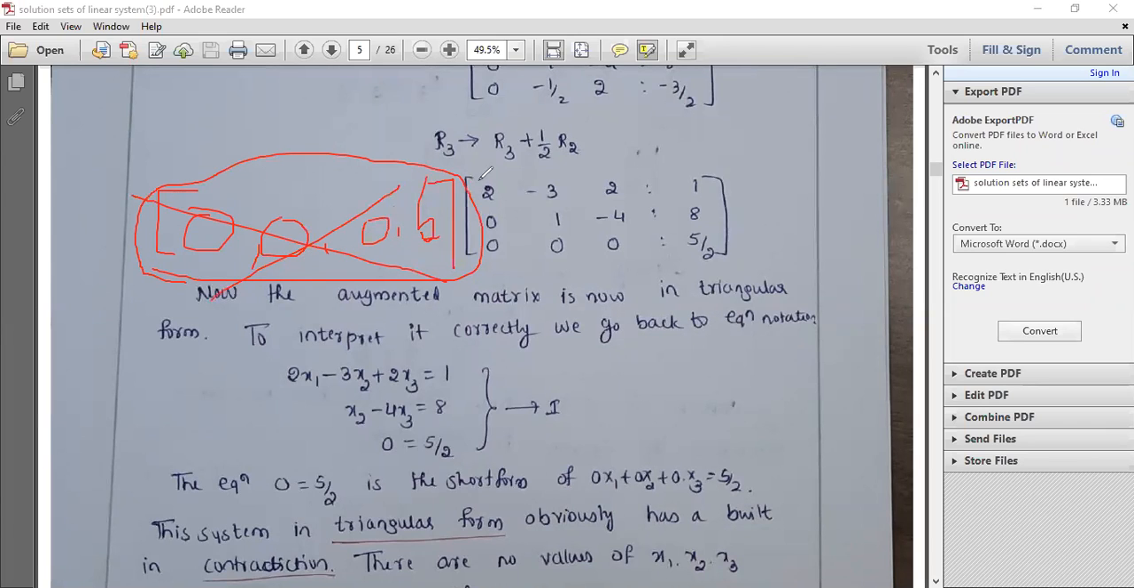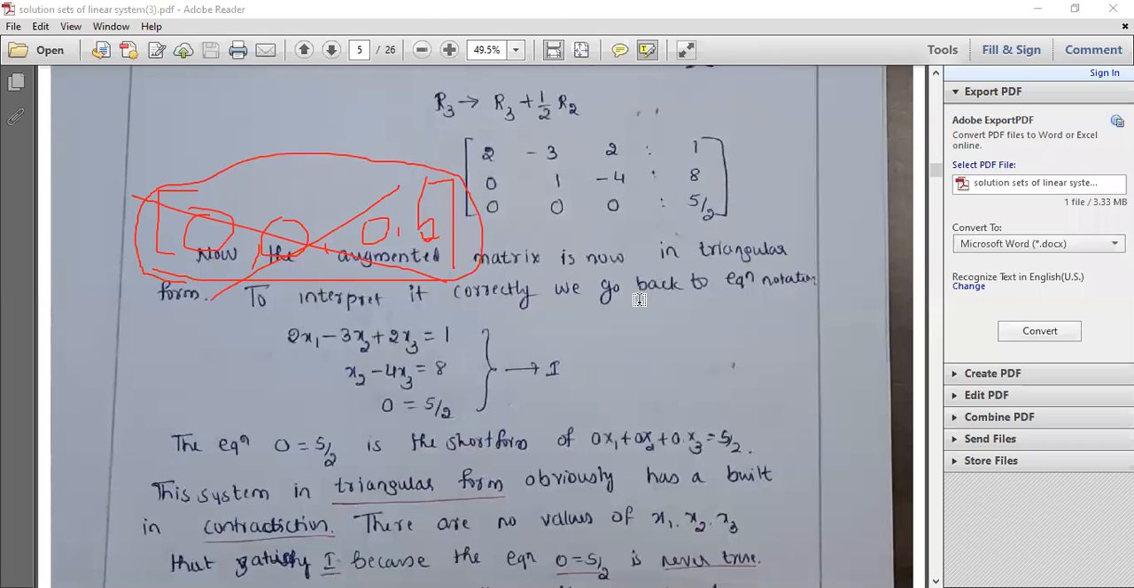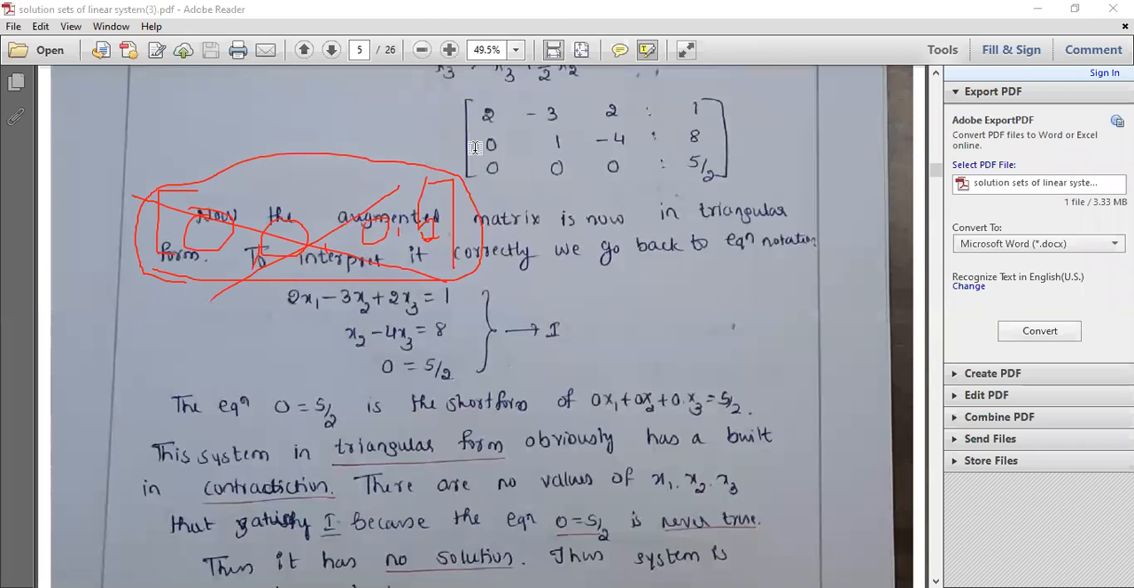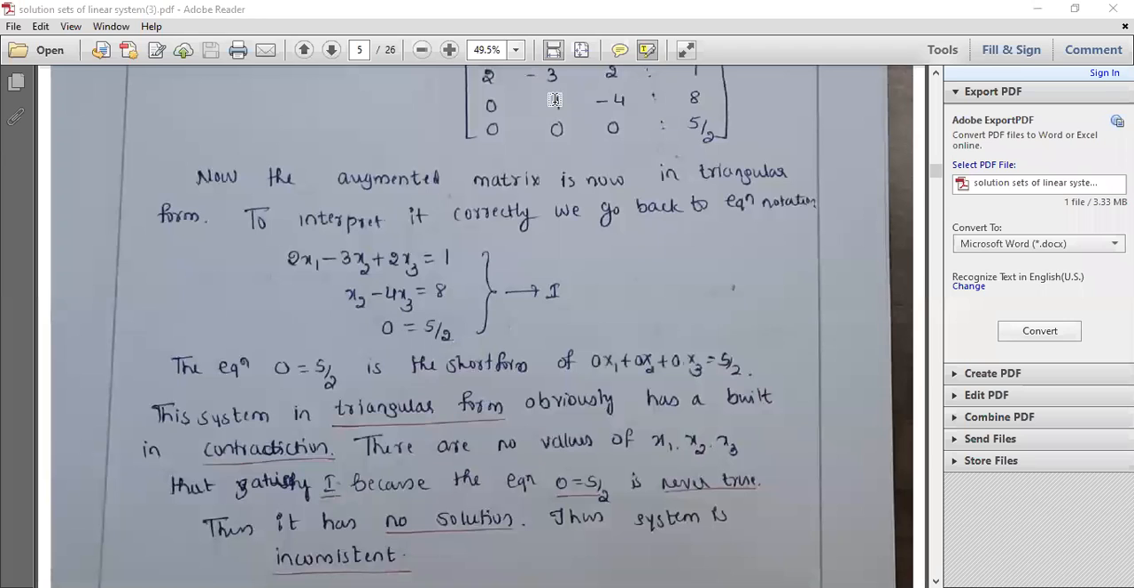Because you'll be getting here 0 is equal to some number. 0 is equal to some number means what? The system will be inconsistent. Okay, so this is one example of an inconsistent system. I think now this problem is clear, guys. Whenever you take the row transformation and get one row in this way, that will decide the inconsistent system.